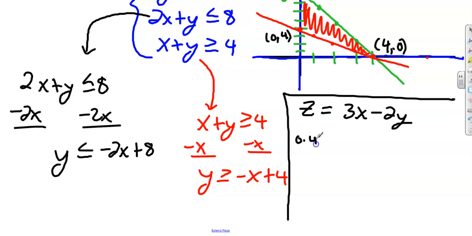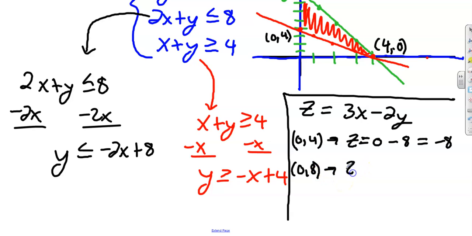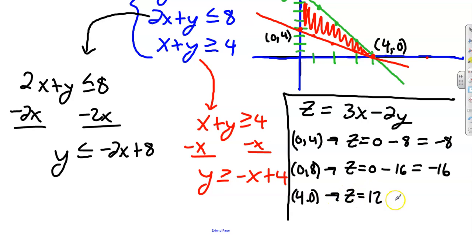So you get 0, 4. Plug that in, we get z is equal to 3 times 0, which is 0, minus 2 times 4, which is 8. So that gives us a z-score of negative 8. Go 0, 8. 0 minus 2 times 8 would be 16, so that's a score of negative 16. And then the last one we go with 4, 0. 3 times 4 is 12, 2 times 0 is 0. That gives us a value of 12.